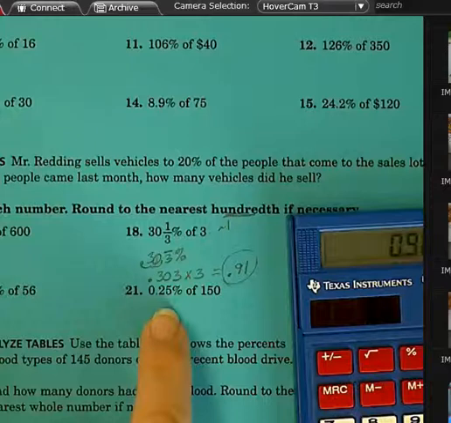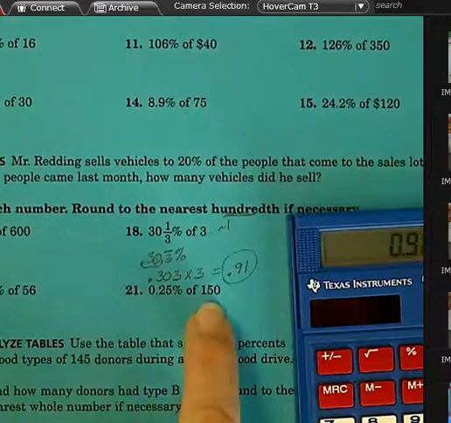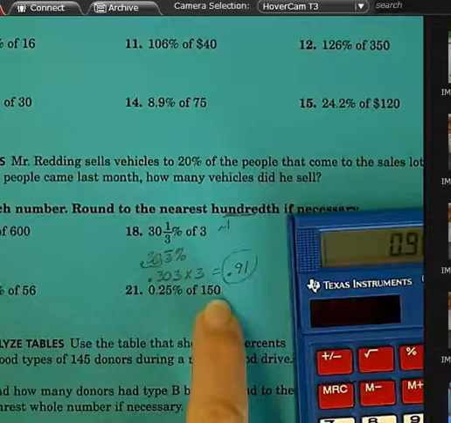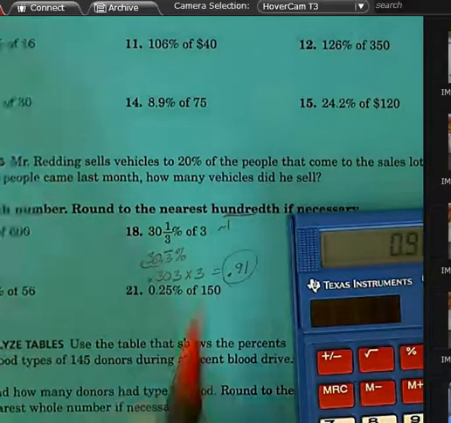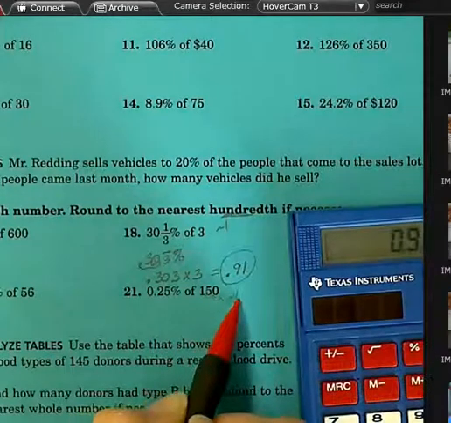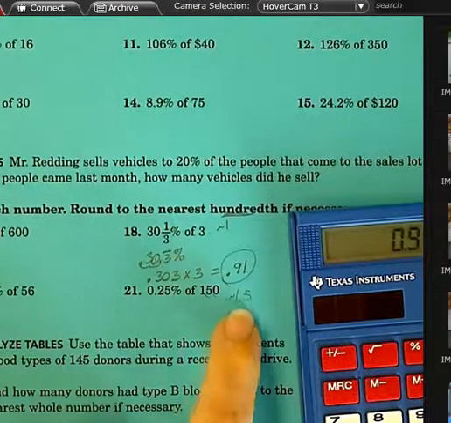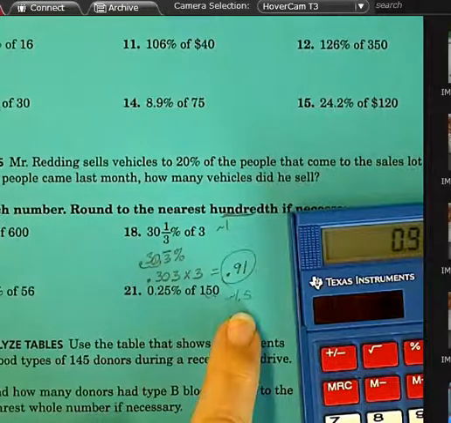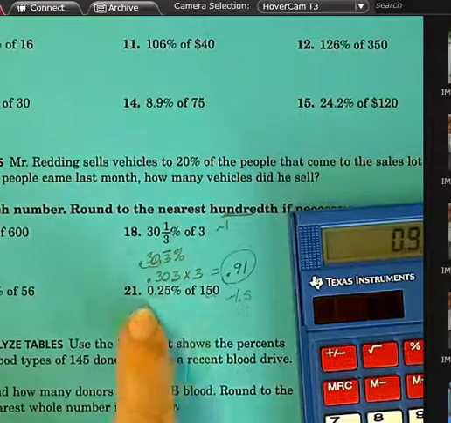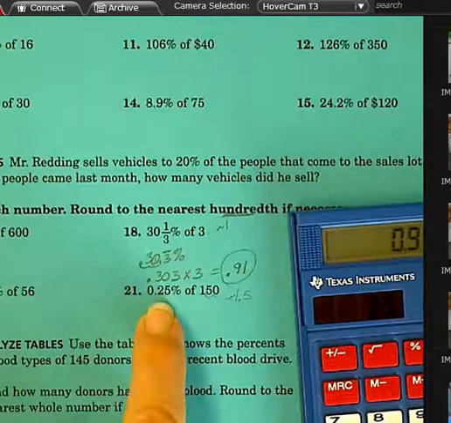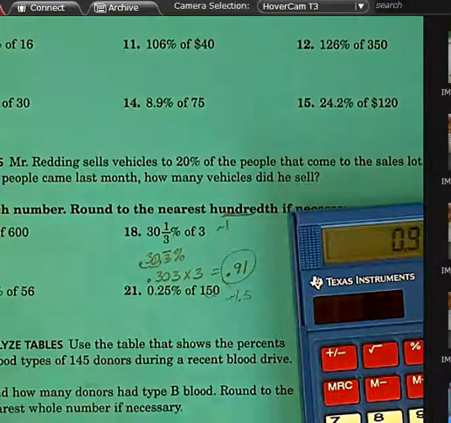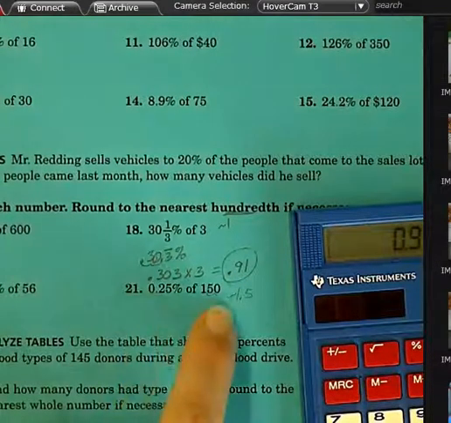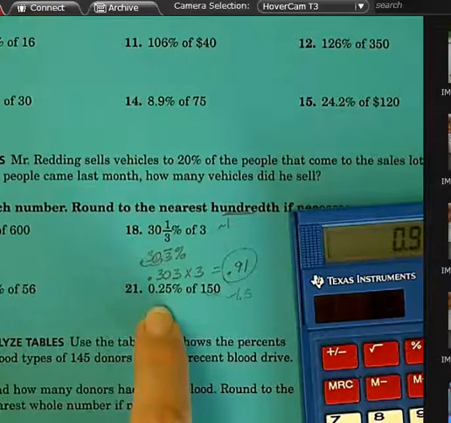This one, number 21, it's 1/4%. Well, what's 1% of 150? 1% is 1/100th, so I'm going to move the decimal how many places? 2, so it should be about 1.5. If you get something that's 30, you're obviously wrong. Okay? The decimal's already there. They didn't write the 1/4 as a fraction. You're not just going to type in 0.25 times 150. No, no, no. You did not change that to a decimal yet.